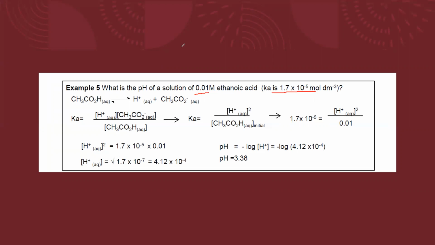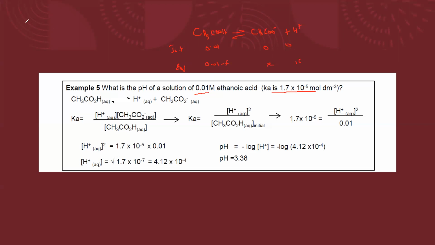So first you will write the equation for ethanoic acid. As we know, ethanoic acid is CH3COOH. It will dissociate into CH3COO minus and H plus. What is the original concentration? Initial concentration is 0.01, and this will be 0 and 0. What is the equilibrium concentration when there's a balance? If this is X, this is X, this will be 0.01 minus X.